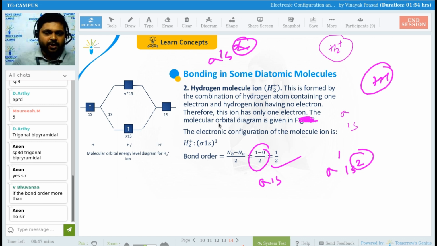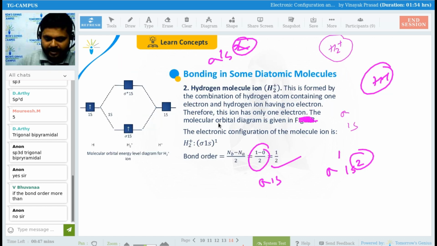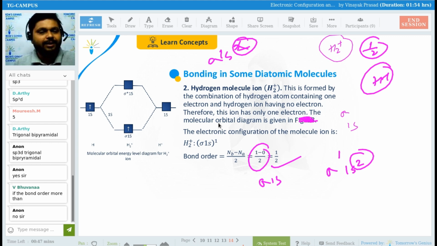Getting my point, everyone? So the bond order will be what? 1 upon 2 only. Easy? Now, if the bond order is 1 upon 2, you can see here there is 1 electron in the molecular orbital. So it is unpaired, because if there were 2 electrons in this molecular orbital, it would be paired. So if it is unpaired, then it will be having what? It will be paramagnetic in nature.